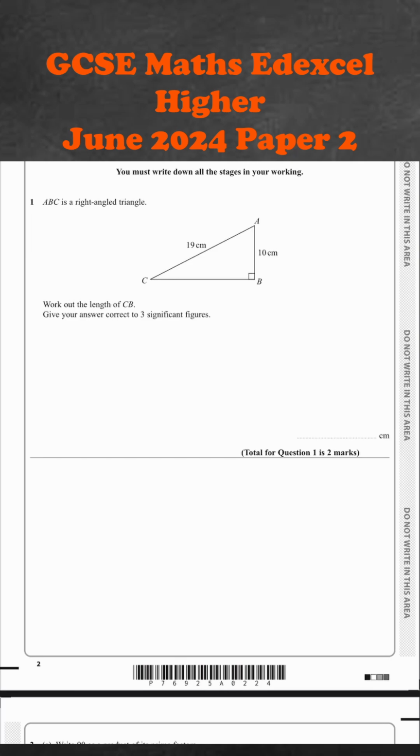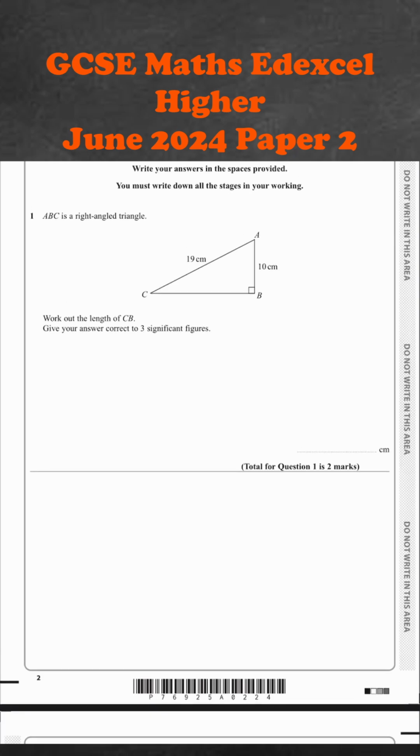Question number 1. ABC is a right-angled triangle. Work out the length of CB. Give your answer correct to 3 significant figures. So we can just work this out using Pythagoras. AB squared plus BC squared is going to equal AC squared. We have AC squared, which is 19 squared. We have AB squared, which is 10 squared. And we can use these to work out BC squared.